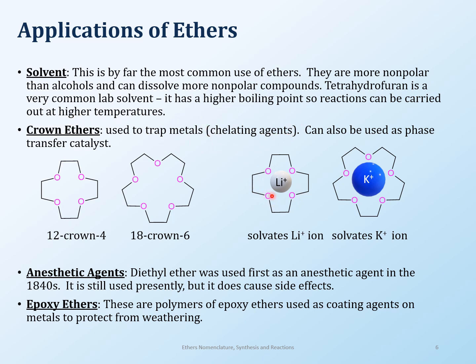So here is an example: you need a small crown ether for a small cation and a large crown ether for a larger cation. Okay, so this is just an example. You can have different kinds of cations being trapped in there. So that's a crown ether.